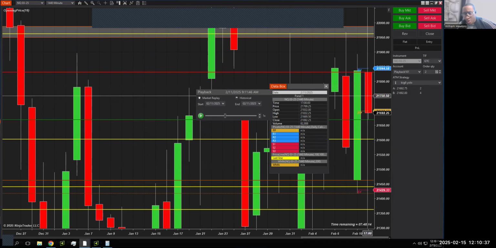All right, so that's how you mark off the overnight high and overnight low. You can use the data box, hover over it, and it will show you the high and the low. And that's what you want to type in, those exact numbers. That way you know you're right at that same point.